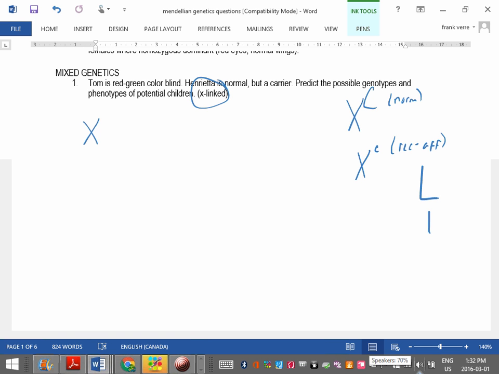So Tom is X little c Y. What's Henrietta? She's a carrier.